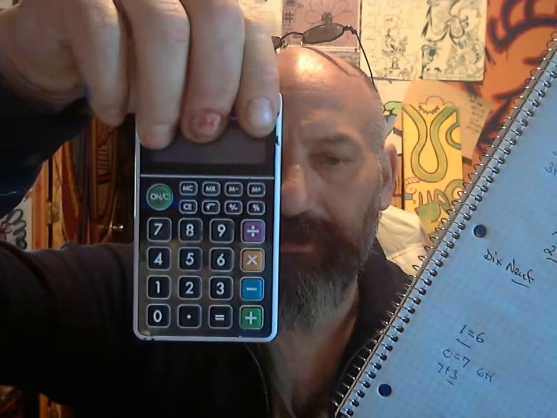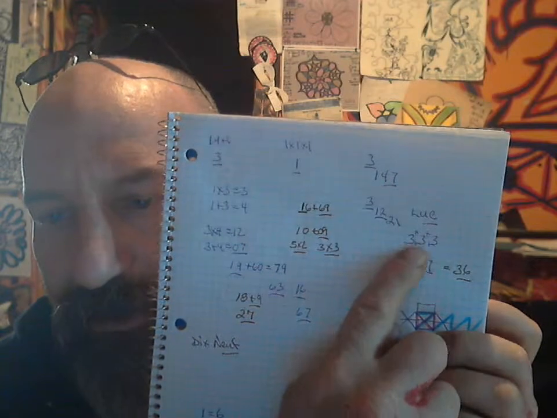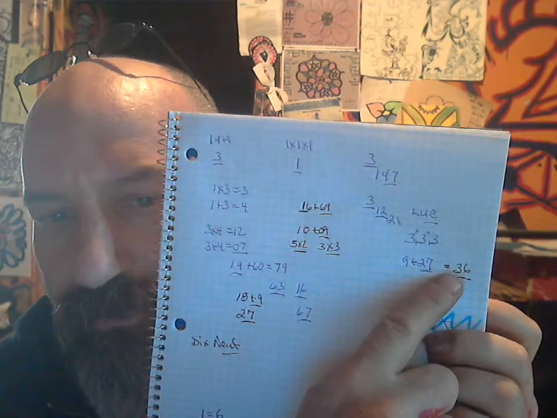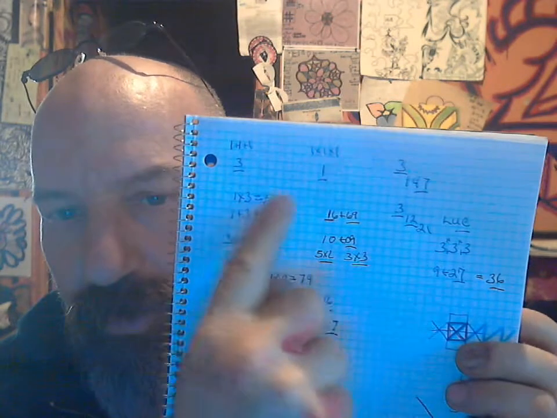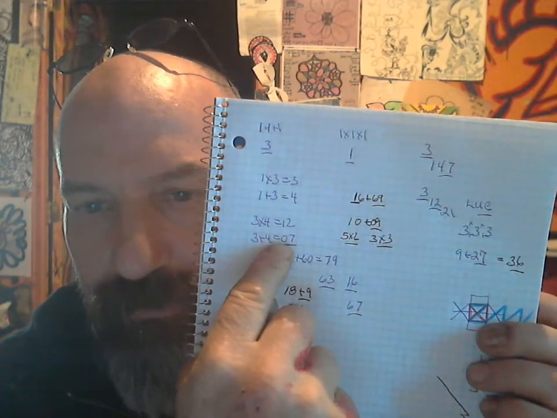147 comes in order. 258 comes in order. 369 becomes 3 plus 3 plus 3, 9. 27 equals 36. 1 times 3, 1 times 3 is 12, and 7.